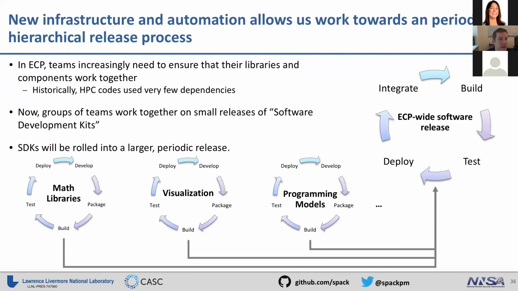Under ECP, they are trying to set up sort of a release process so that the code teams that are working on all these different software packages can work together on smaller releases. So maybe the math libraries team would work together on a release, the Viz guys would work together on a release, and the programming models team would work together on a release. Basically what this means is that they make sure that all their stuff links together and works properly. And then all of that gets integrated into an ECP-wide software release.